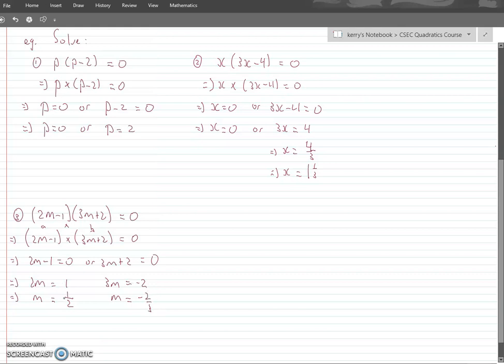So let's see how true that is. Let's say m is a half. So if I put a half in this bracket here, 2 by a half is 1. 1 minus 1 is 0. And 0 by anything is 0.